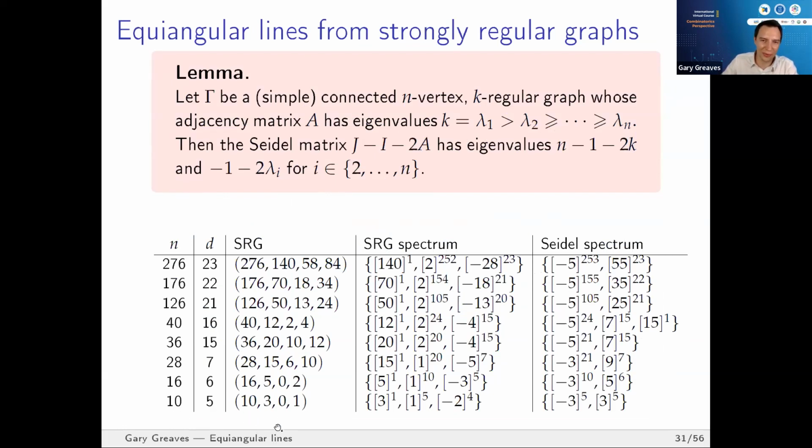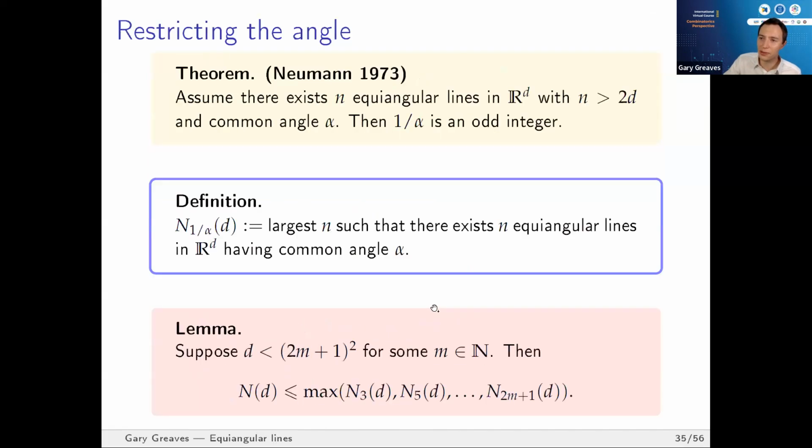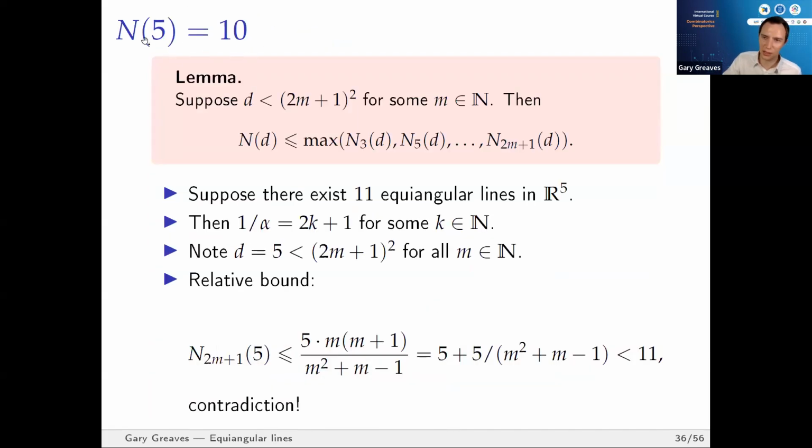Does anyone know what this graph is called? Strongly regular graph, 10 vertices, and every vertex has 3 neighbors. Petersen graph. Yeah, exactly. Good. So someone said Petersen graph. Exactly. This is just the Petersen graph. So the Petersen graph is also showing up here. So we know that we can get 10 lines in dimension 5.